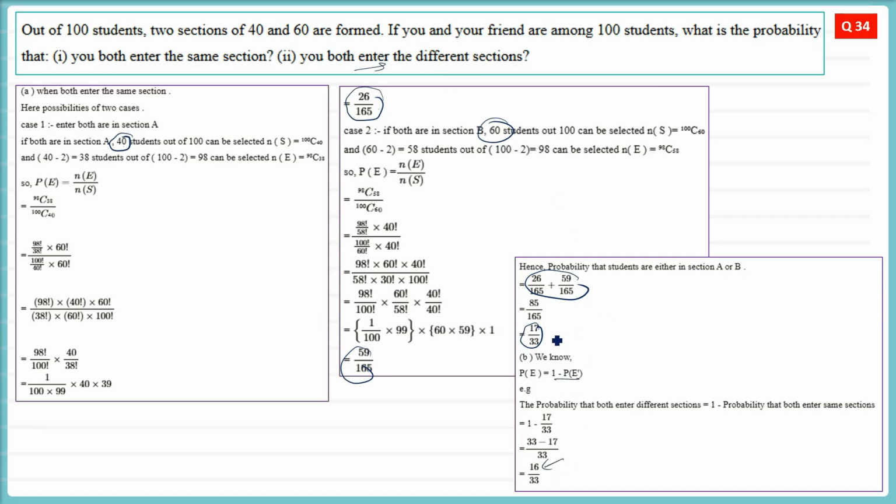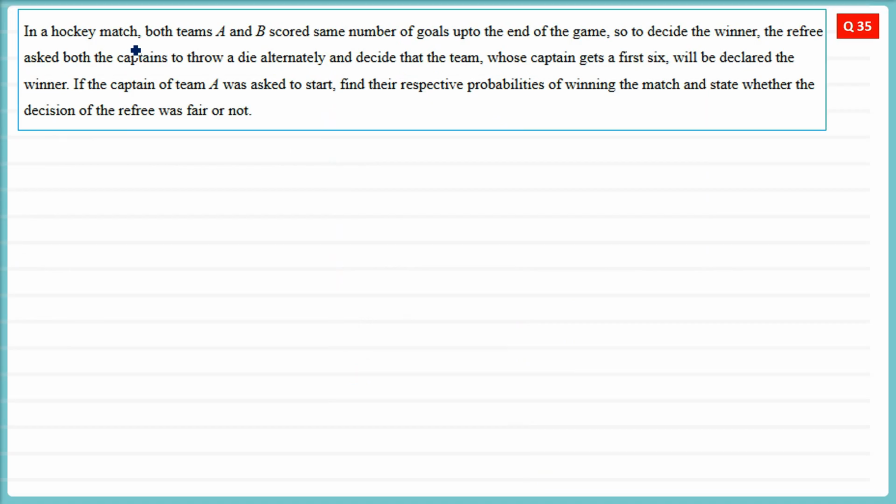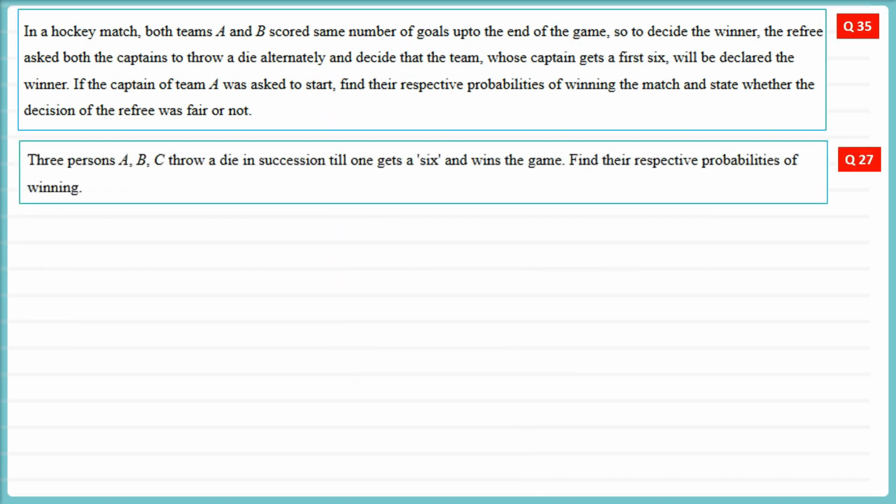Alright, in a hockey match, both teams A and B scored the same number of goals up to the end of the game. Now, why am I not reading it? Because this question has, after what I read, the same content here. That is, a die has to be thrown, and whichever captain, A or B, gets a 6, he wins.